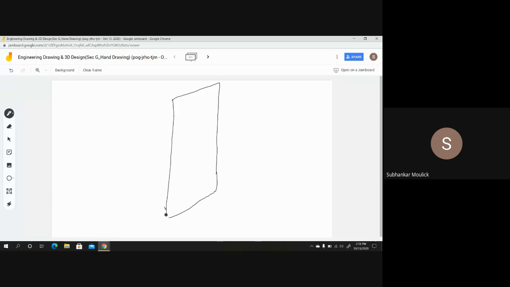Can anyone tell me what this plane is? It is not the XYZ plane. There is a specific name I told you in the last class. We will not call it the XYZ plane. There is a particular name, and I want that name. Vertical plane. Which one is the vertical plane? Yes, the vertical one, and the last one is the horizontal plane. Yes, very good.